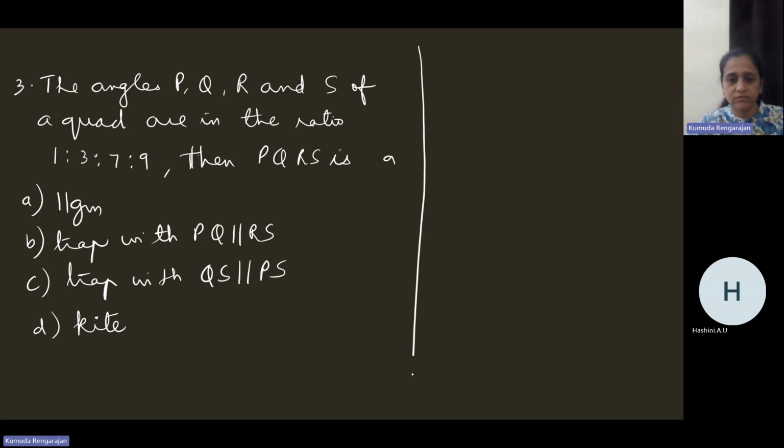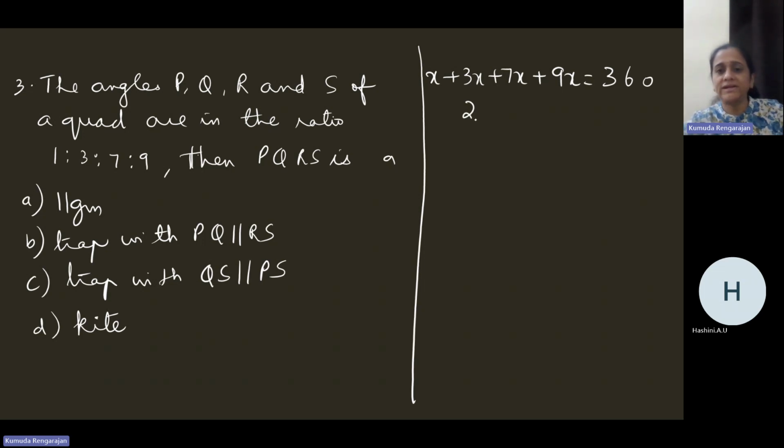Okay, so we'll first use the angle property. So x plus 3x plus 7x plus 9x is equal to what, Hasini? Is equal to 360 because it's a quadrilateral. So 20x is equal to 360. X is equal to 360 by 20. X is equal to 18.